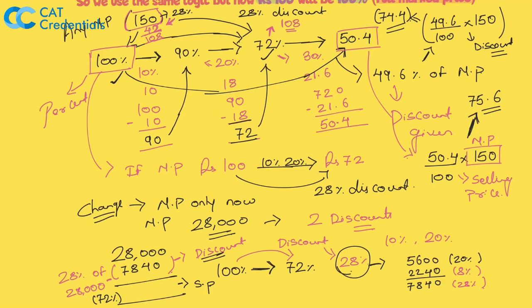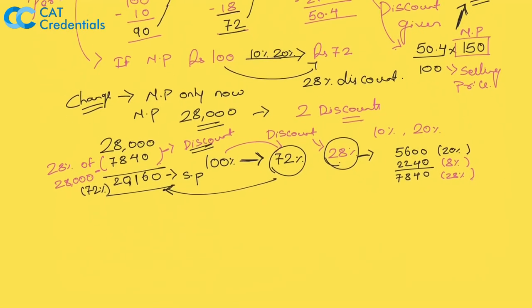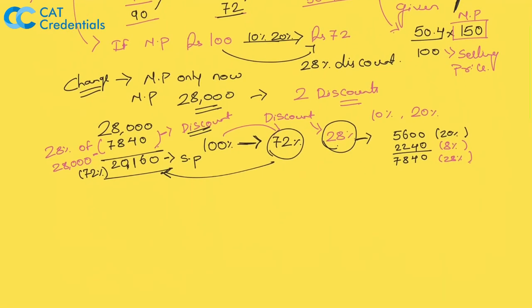But in case they ask you what the selling price is right now, you will subtract the discount from the mark price to get to the selling price. So subtract 7840 from 28,000, and the answer comes out to be 20,160. That is nothing but 72% of your mark price, and that is your selling price. That's how you apply the percentage method to reach your answer.